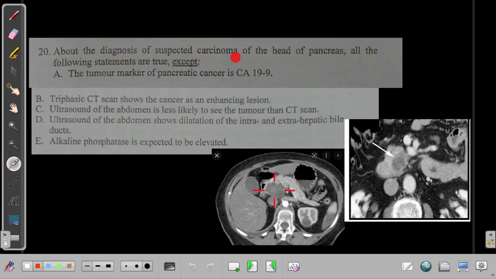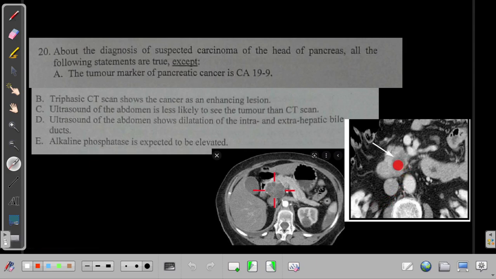About the diagnosis of suspected carcinoma of the head of the pancreas, all of the following statements are true except the tumor marker of pancreatic cancer is CA19-9, that's true. Triphasic CT scan shows cancer as an enhancing lesion. This is untrue. This is the exception. As a matter of fact, when we do triphasic CT, the pancreatic head carcinoma shows hypodense in relation to the pancreas, not enhancing. It doesn't enhance. The surrounding pancreas enhances, but the carcinoma is not enhancing.